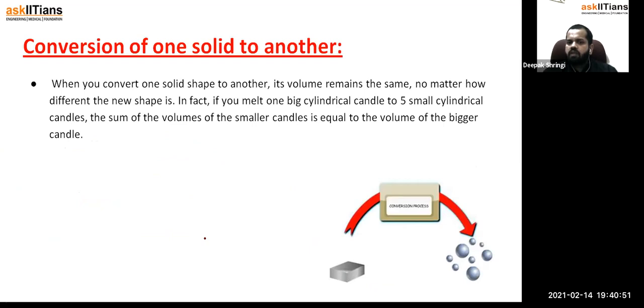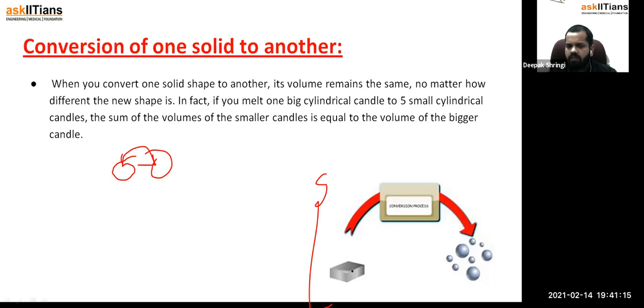When you convert one solid shape to another, its volume remains the same, right? No matter how different the new shape is. Very good, right? You know the mass can never be created, nor be destroyed. You can't create a mass. You can't destroy the mass. Only your shape can change. And while the shape changes, only your volume remains the same. A good example is given right there.